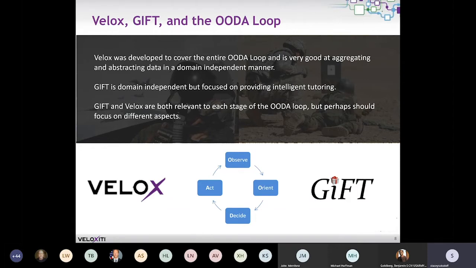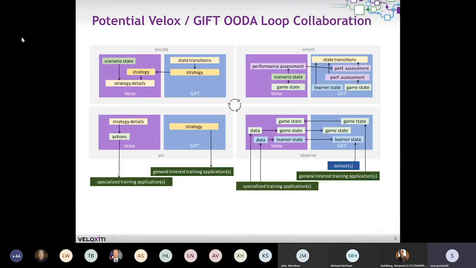So it has its pedagogical models. There are things for a training system that are built into GIFT, while Velox can be used for training systems or for other types of systems as well. So Velox is more general in the fact that the only thing that's built into Velox domain-wise is the OODA loop. But they complement one another.